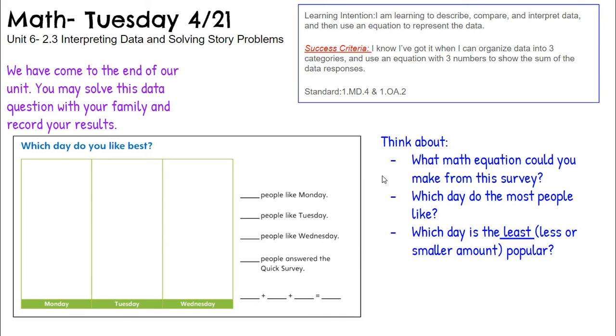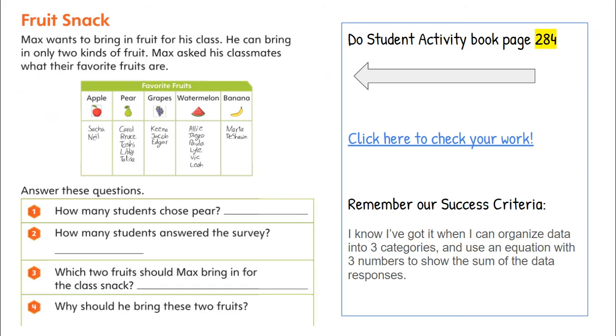While you are completing this activity, think about these three questions. What math equation could you make from this survey? Which day do people like the most? Which day is the least, less or smaller amount popular? Once you've completed this, you can move on.